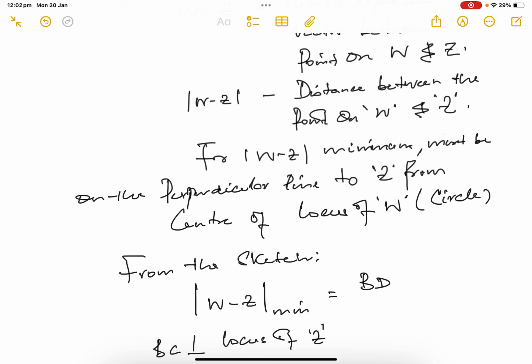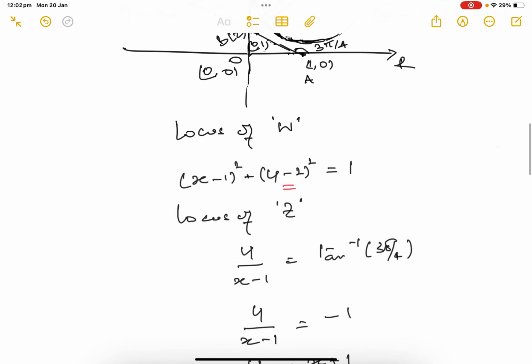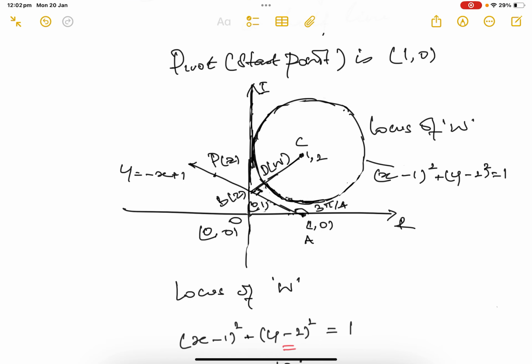So the minimum of |W minus Z| must be on the perpendicular line on Z from the center of the locus of W circle. Right. From the sketch, we can look at the sketch. I just draw a line from C to B, and again it's a perpendicular line. It doesn't look perpendicular, bear with me. So C, B and D are on the circle.